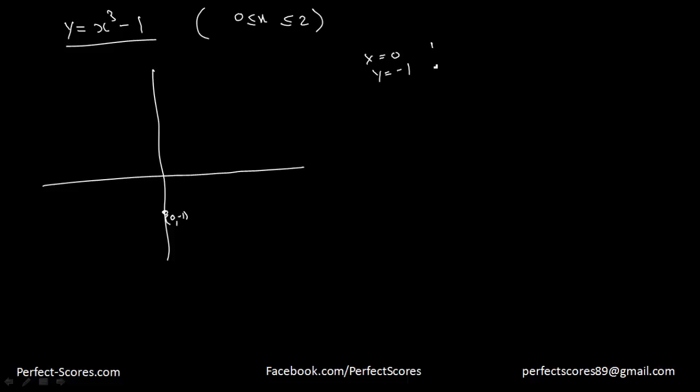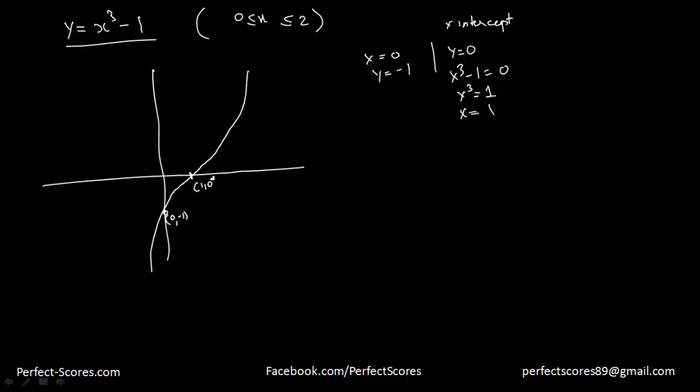And when y is equal to 0, finding the x-intercept is very important, because that will tell you when the graph goes below the x-axis and when the graph goes above the x-axis. So when y is equal to 0, x cube minus 1 is 0. That means x cube is equal to 1, which means x is equal to 1. So the graph cuts the x-axis at the point 1 comma 0. So now what I have to find? I have to find the area under the curve from 0 till 2.